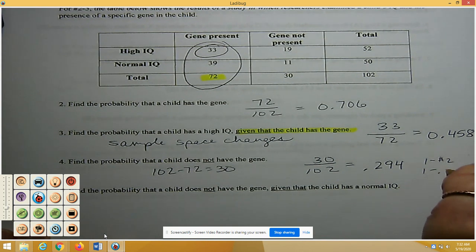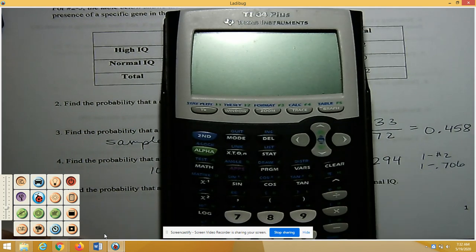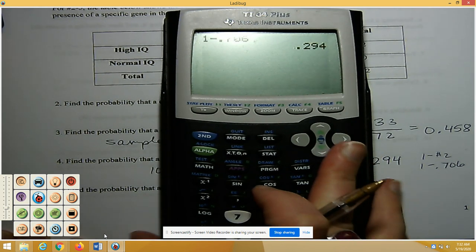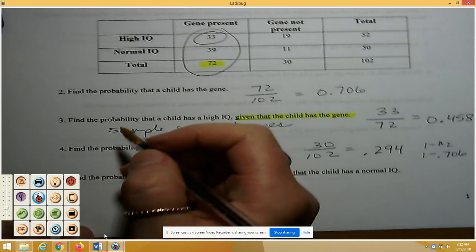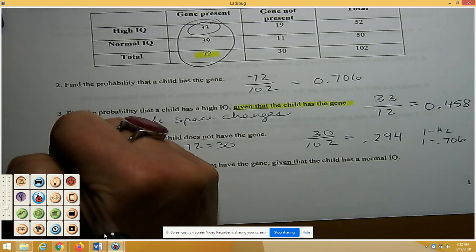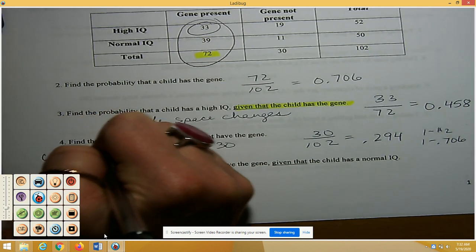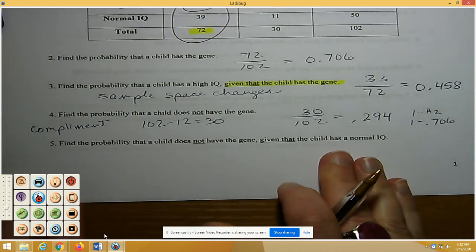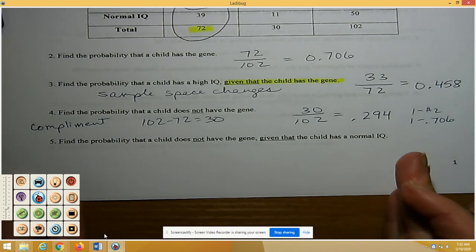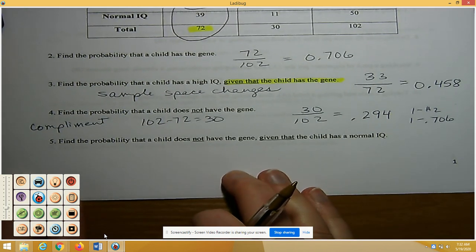Incidentally, I could have taken number 2 and done 1 minus number 2. So 1 minus 0.706, and let's check that out. And guess what? I get the same thing because these are the complements of one another. So this is a complement. A complement is when 2 things add up to a probability of 100%, or in this case, 1. So I'm treating 1 as 100.